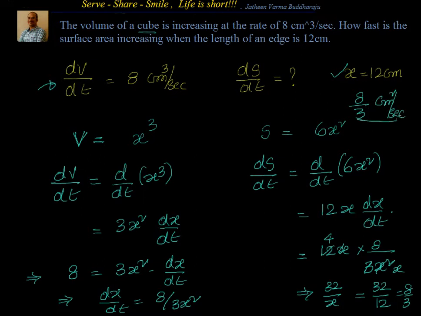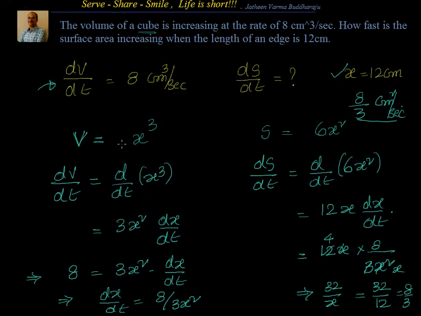Let me summarize what we have done. We were given dV by dt equal to 8 cm cube per second, and we were asked to find dS by dt. If you look at the earlier problem, it was simply A equals pi r square, and we were asked dA by dr. But here we were asked with respect to time, and both the volume and the surface area depend on time. With respect to time, the volume is increasing and also the surface area is increasing.